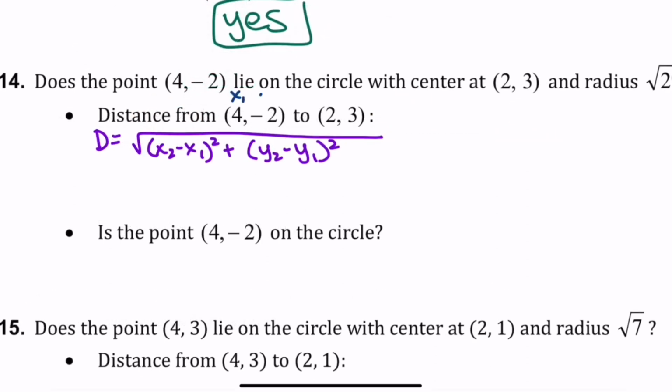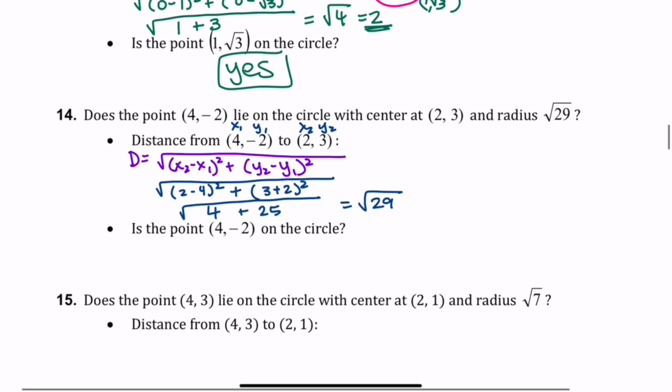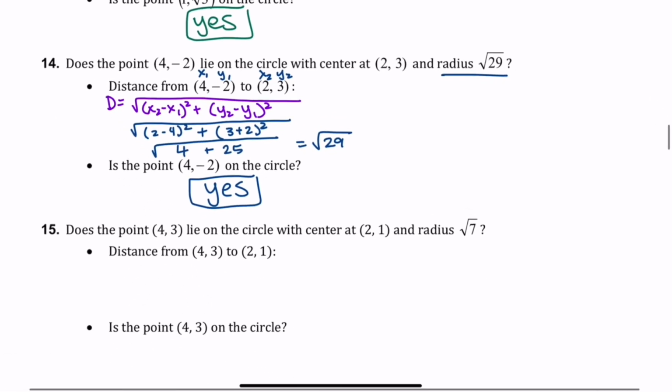We have our x1, y1, x2, y2. We have the square root of 2 minus 4 squared plus y2, which is 3 minus a negative 2, is plus 2 squared. 2 minus 4 is a negative 2. Negative 2 squared is 4, plus 5 squared is 25. This gives us the square root of 29, which is what we're looking for, our radius. So yes, this will be on the circle.